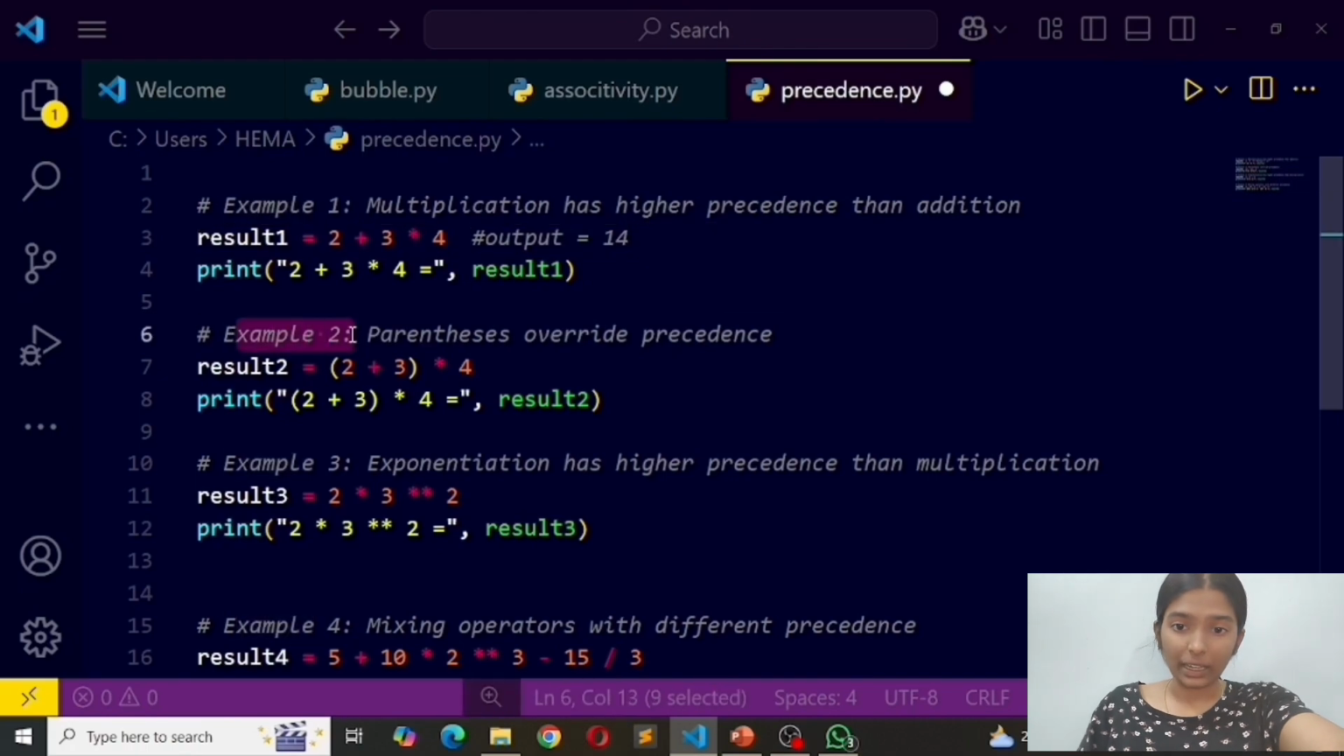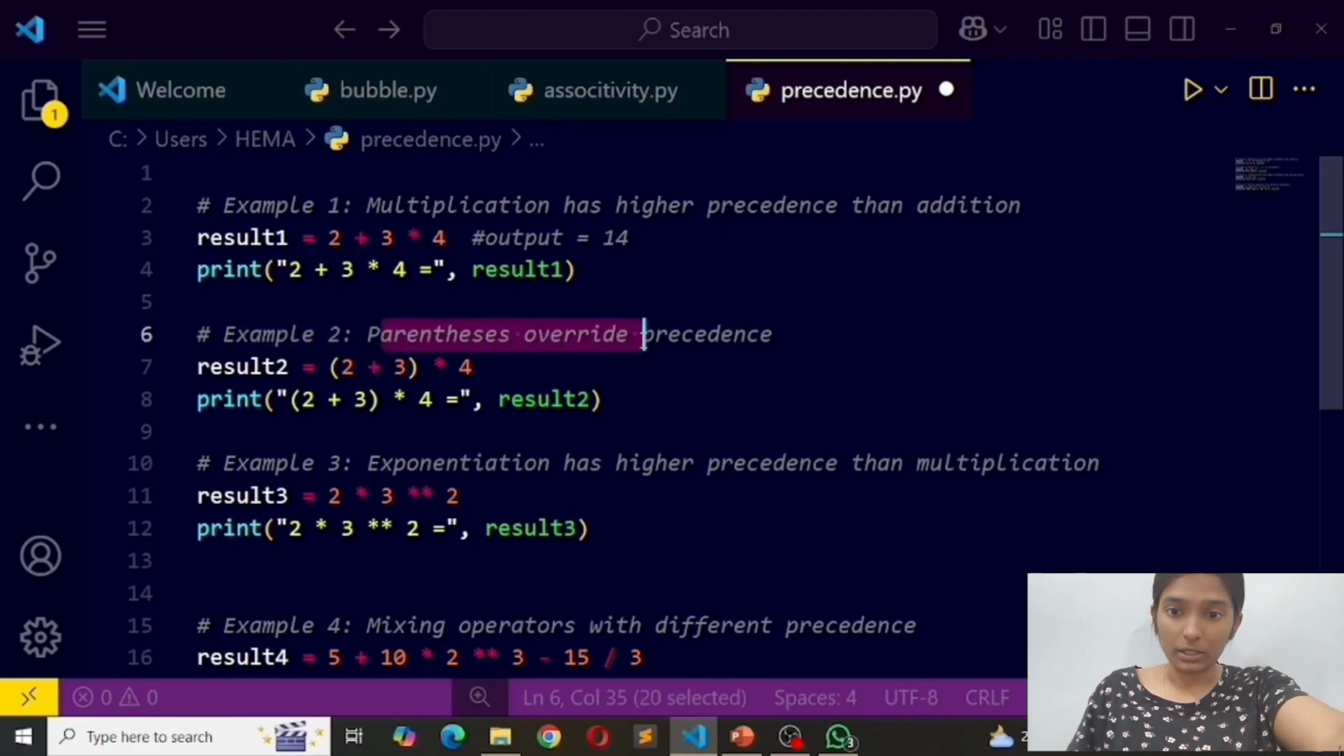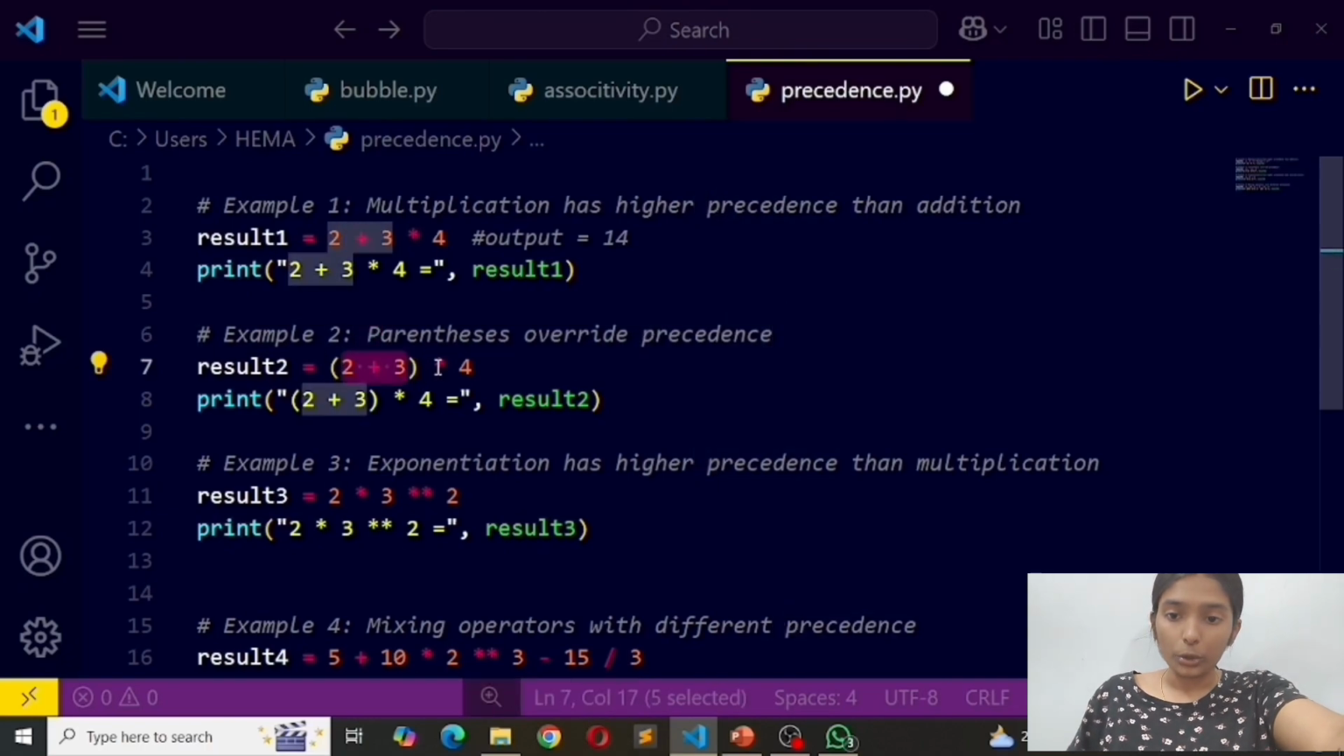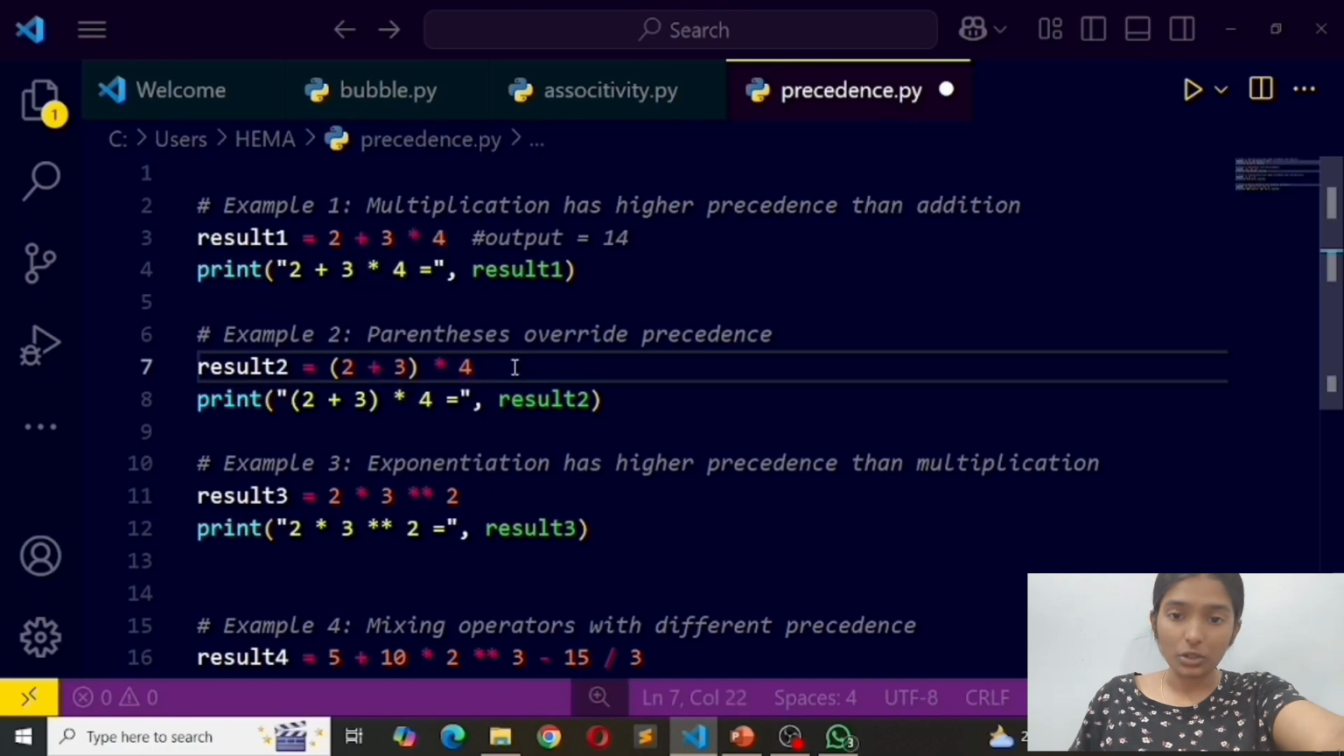When you look at the second example, if you want the addition to be executed first and multiplication next, you can use the parenthesis. Parenthesis has the highest precedence. Whatever you keep inside the parenthesis gets executed first. So 2 plus 3, which is 5, into 4, that is 20. So here our output is equal to 20.